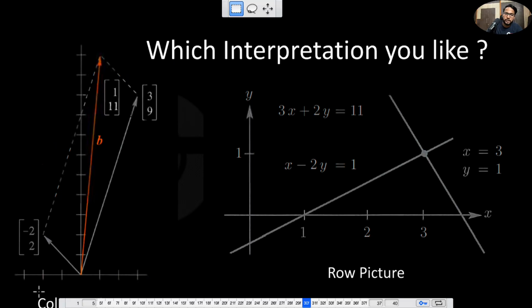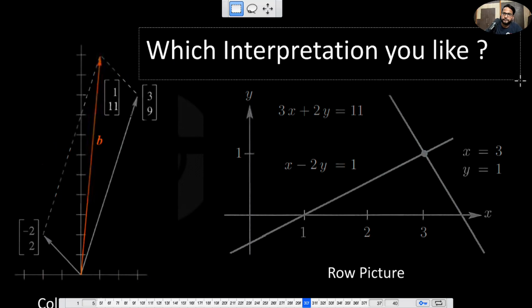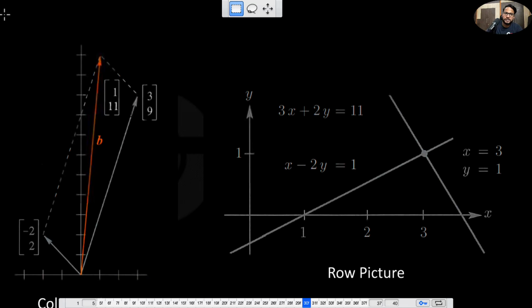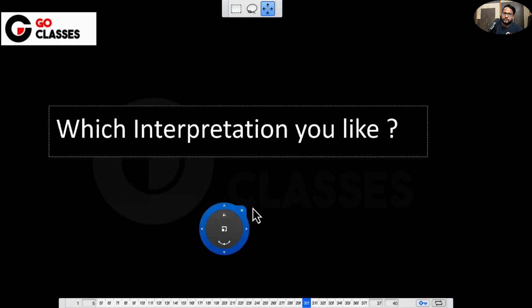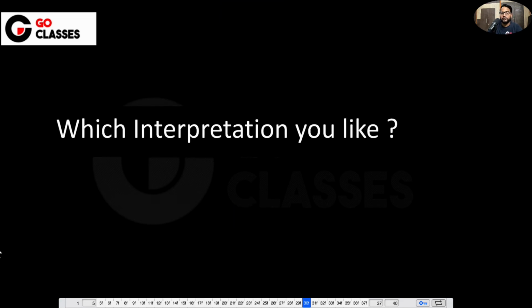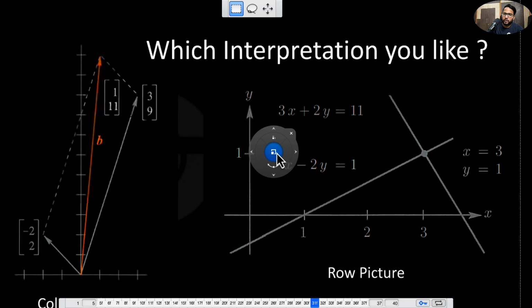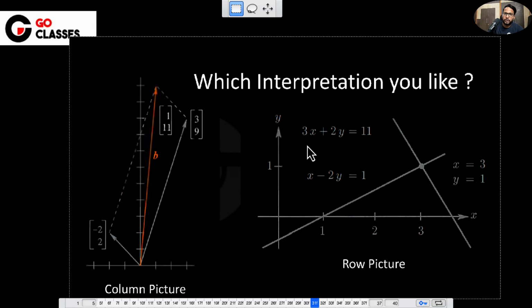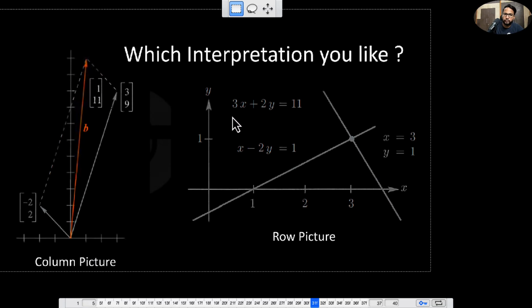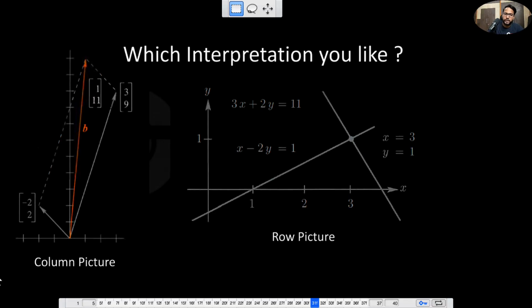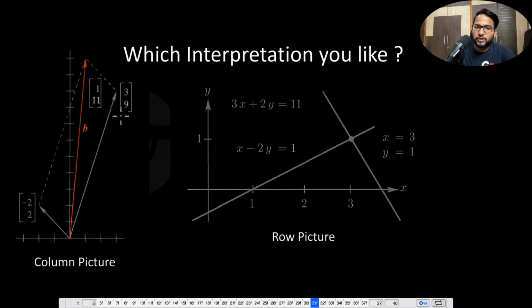Now my question is, which interpretation do you like? Just give me the answer. What do you think? You might say these are the two pictures that we have. You might say that you like the column picture, or you might say you like the row picture, right? You might say one of them, but just let me know what your answer is. Which picture is preferred by you? Do you want to understand this Ax equal to b like this, which means linear combination of columns, or like this?